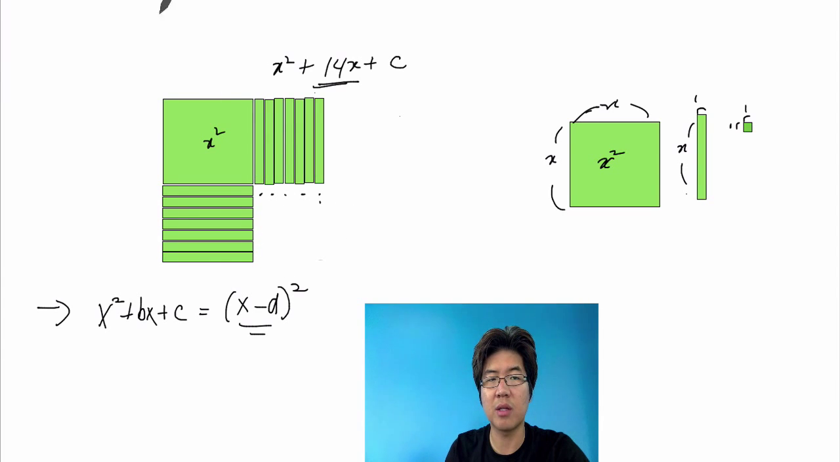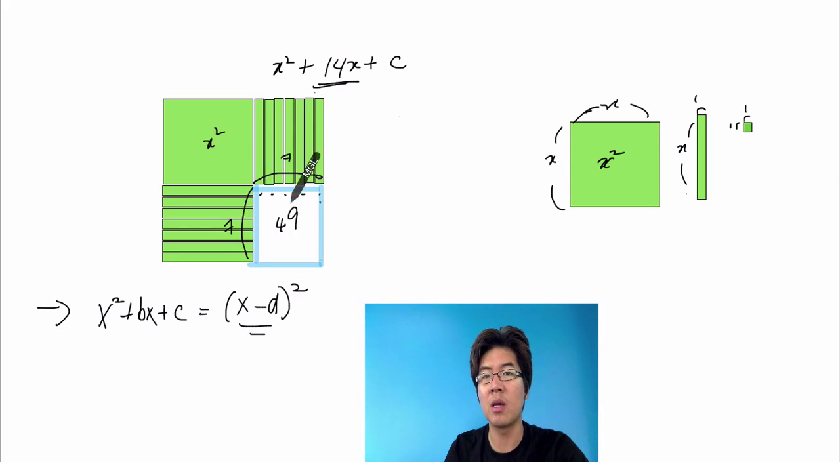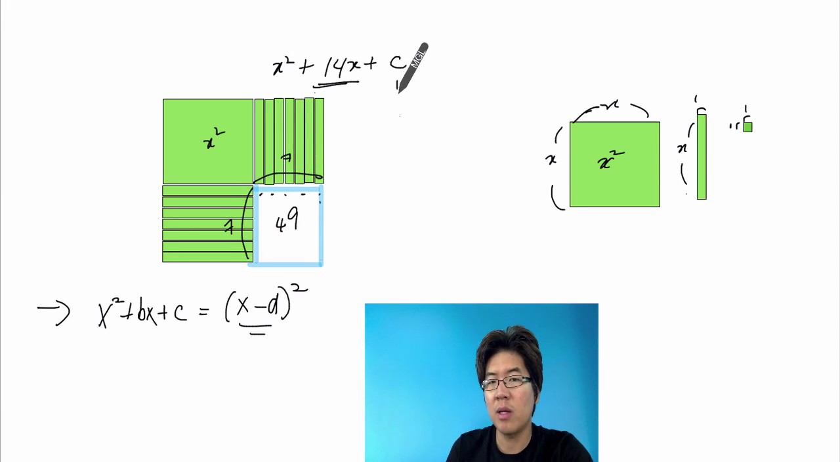Because there's a gigantic gap here that we need to fill to finish creating our larger square, which is called completing the square. And clearly, the number of single units we need is 7 by 7. We need exactly 49. That's why C needs to be 49, and we can create a larger perfect square here.